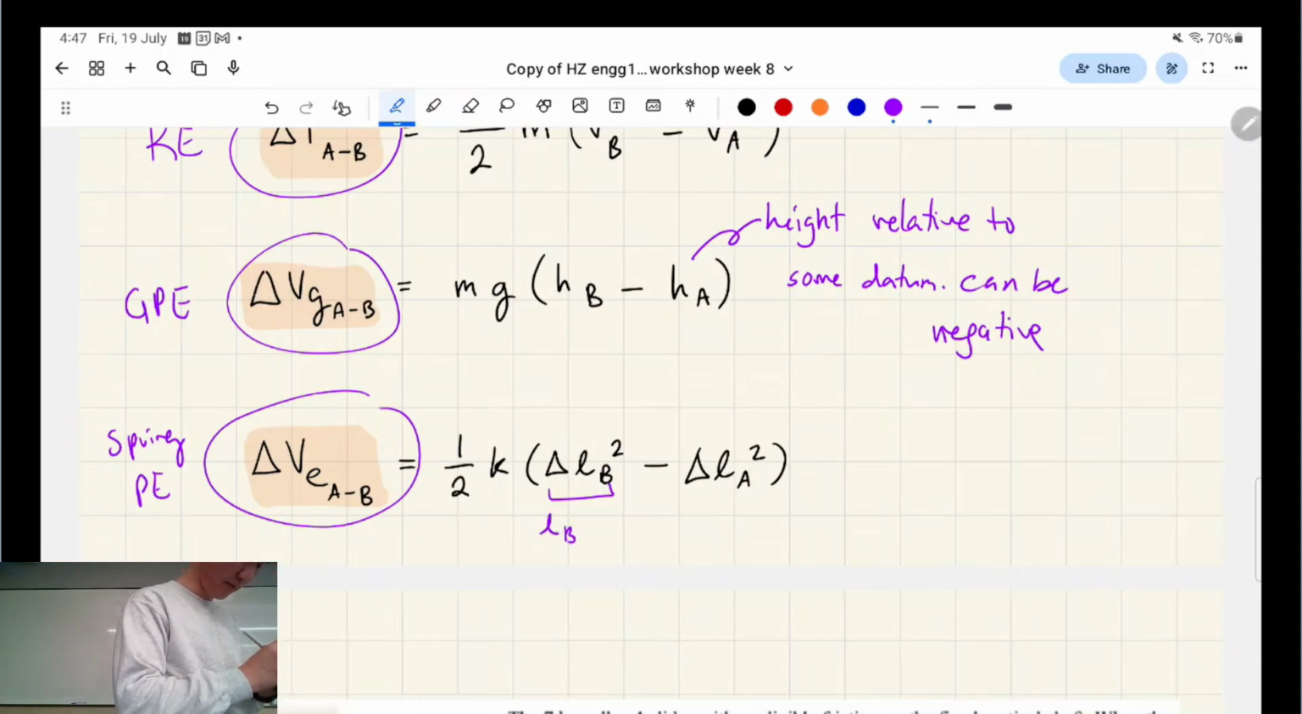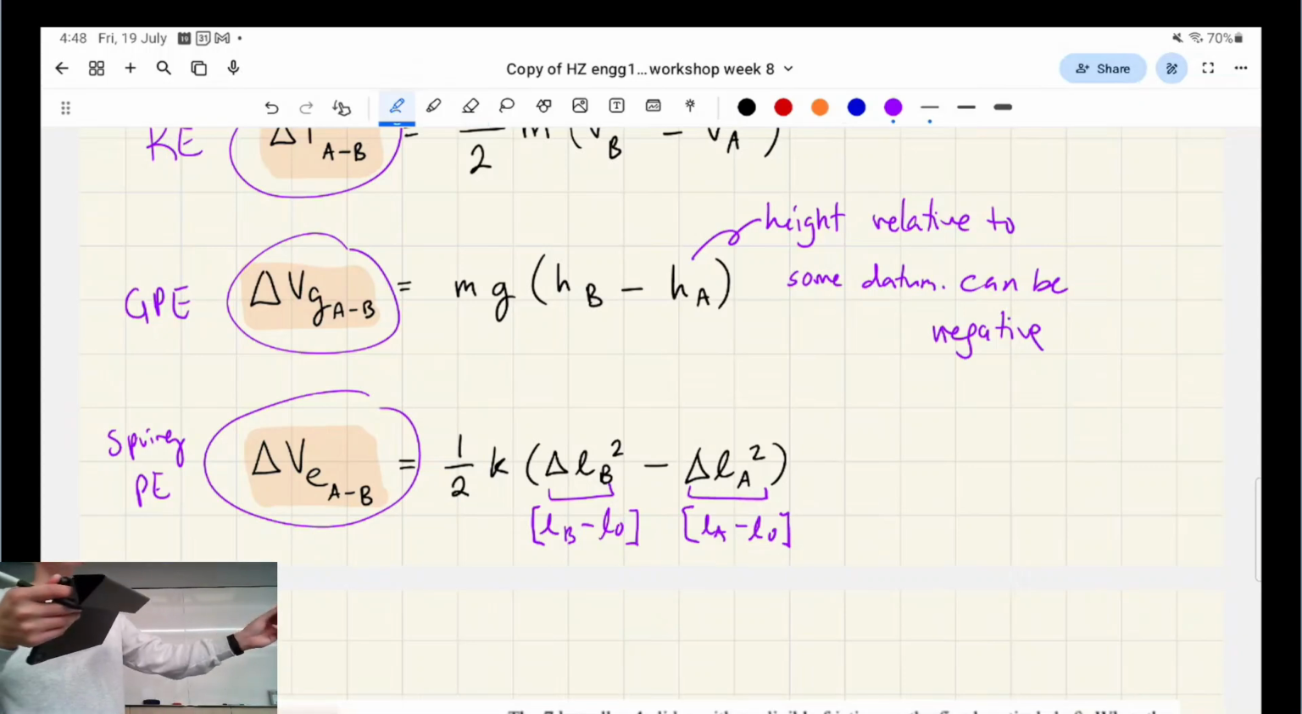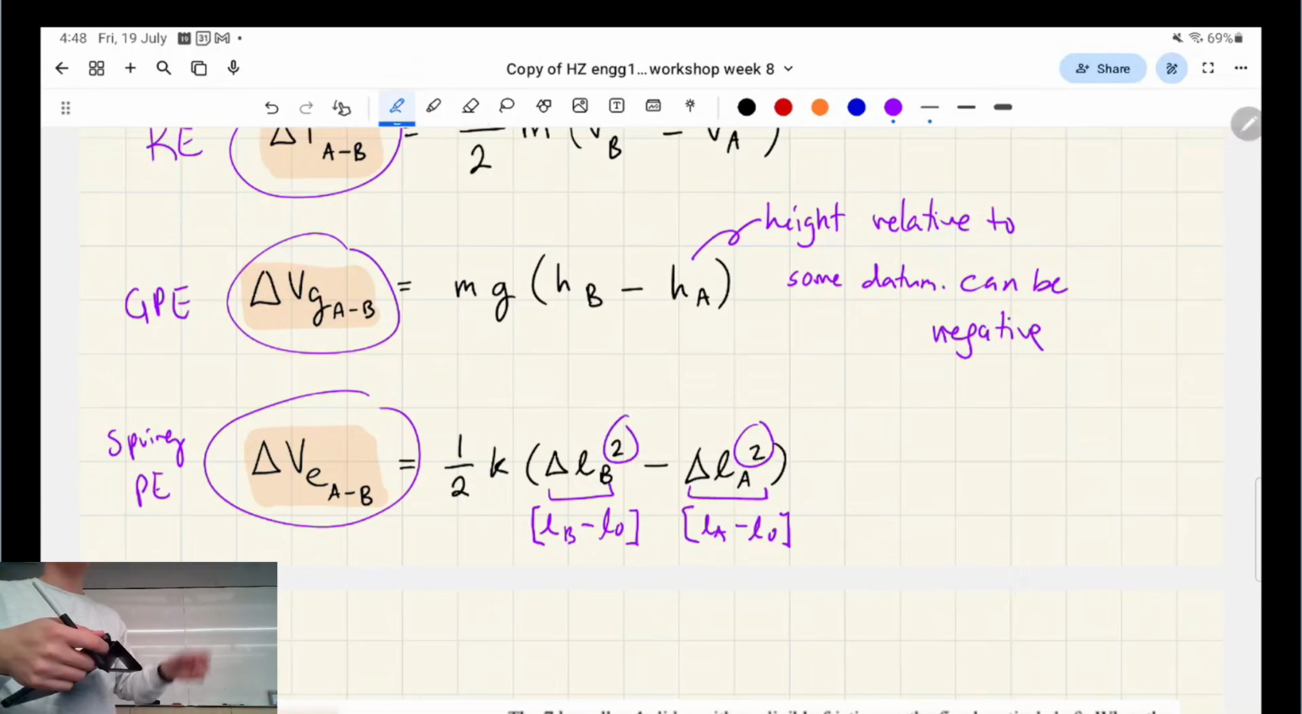This one is LB minus LO, and then that's squared, and then this one is LA minus LO. Right. So basically, you can imagine if I pull a spring and then keep pulling it, it's going to require more and more force for me to pull that spring out because it wants more and more to return to that equilibrium length, right? So that's what this accounts for. So that squared portion is kind of accounting for that.